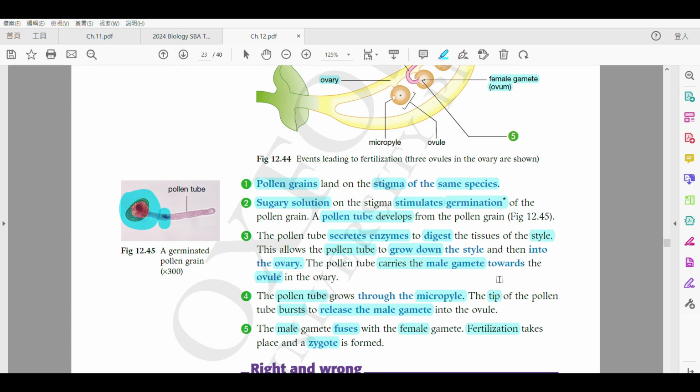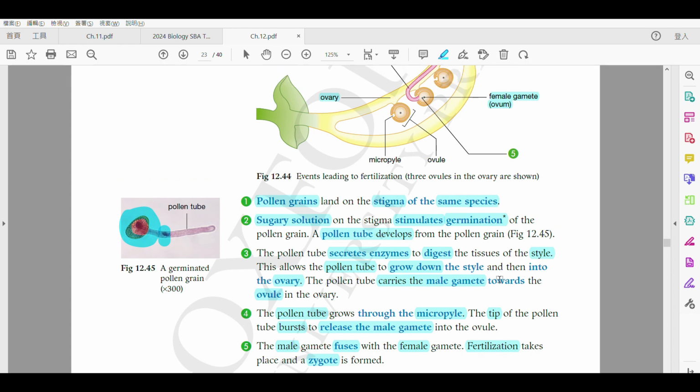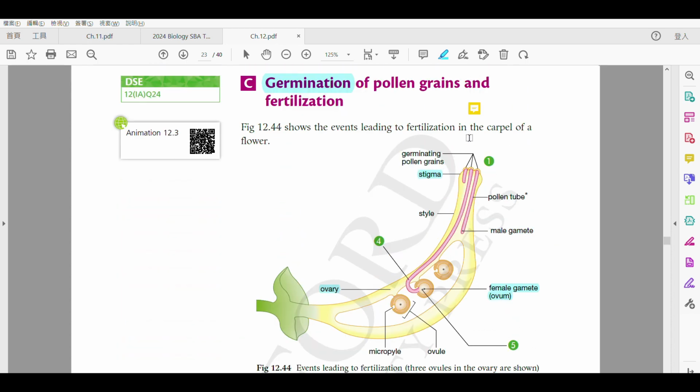OK, 好啦，其實 think of it as a story. OK，用一個 story 去諗，do not just recite all of them，唔好成日齋背啦。So very easy. First one, the pollen grain land on 呢一個嘅 stigma 啦。Alright, so this is pollination.